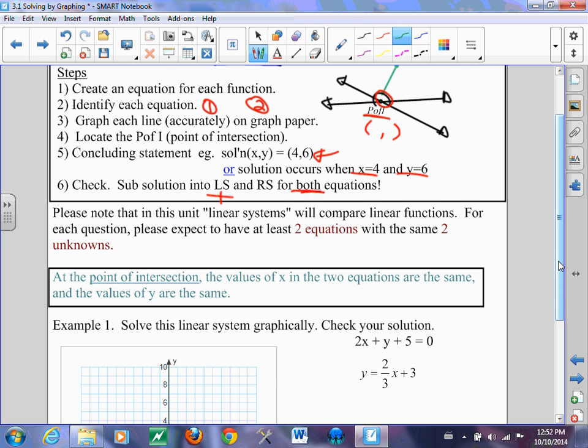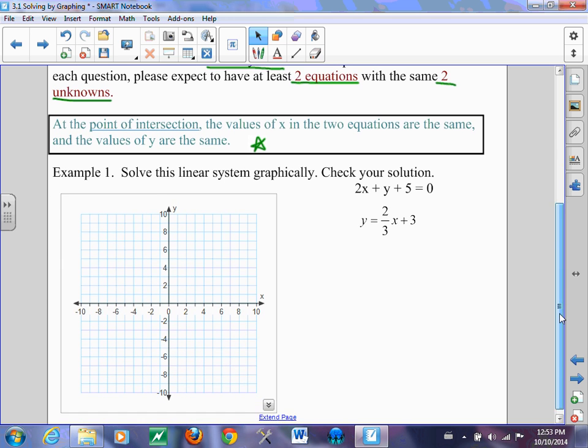Please note that in this unit of linear systems, we will compare linear functions. For each question, please expect to have at least 2 equations with the same 2 unknowns. That's going to be very important when we come to doing word problems, and we've got to create them ourselves. And just remember, folks, at the point of intersection, the values of x in the 2 equations are the same, and the values for y are the same. And that's going to be important in real life. I'm going to explain that later when we do a little investigation in the textbook.